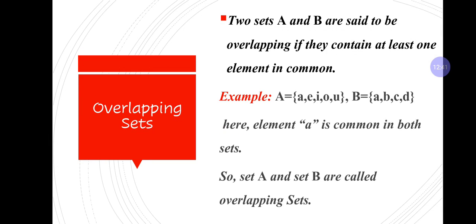Overlapping sets. Two sets A and B are said to be overlapping if they contain at least one element in common. For example, here set A has elements A, E, I, O, U and set B has elements A, B, C and D. Here you can see element A is common in both sets. So we can say A and B are overlapping sets.